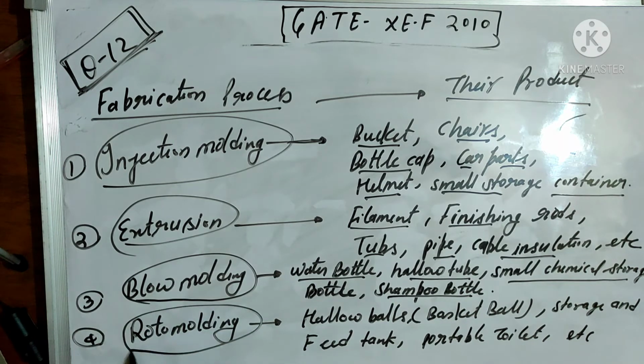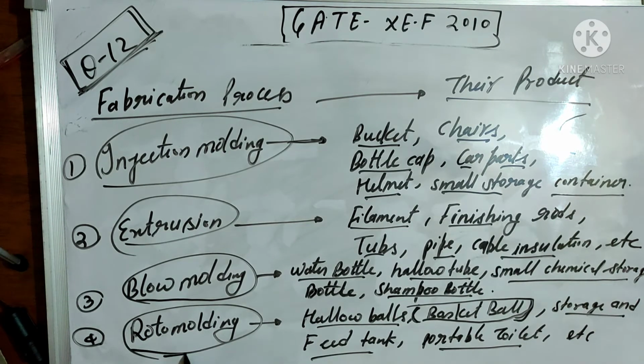With the help of rotomolding, we make hollow balls, like a basketball. Basketballs are also made by rotomolding. Storage and feed tanks, portable toilets, and more products are made by rotomolding.